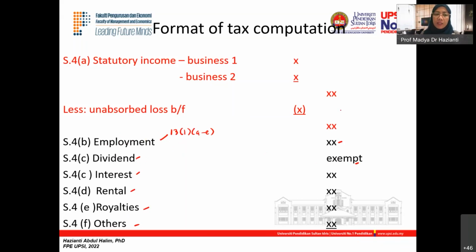Not taxed. Interest, some are taxable, some are still exempted. Rental is there. For rental, earlier we had rental income, right? So for our rental income, you might have deductions. Okay, so when there are deductions, we must deduct first, then bring the figure here. And others. So when we total all of these, we get the amount that we call total income. Okay, so the objective of today's lesson is actually to compute total income.